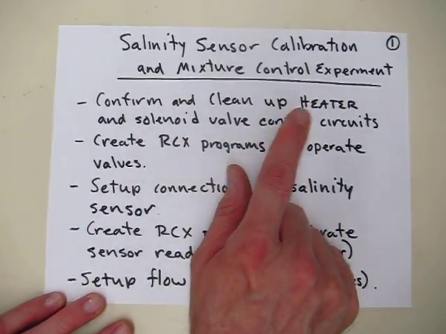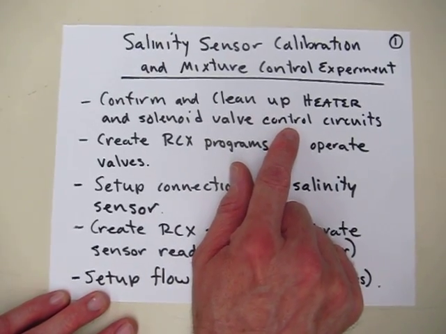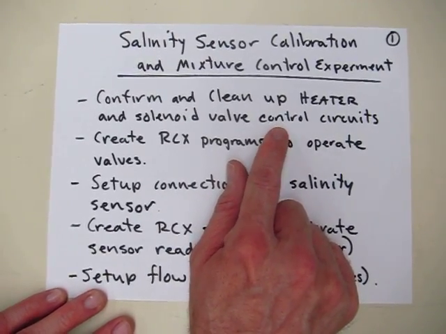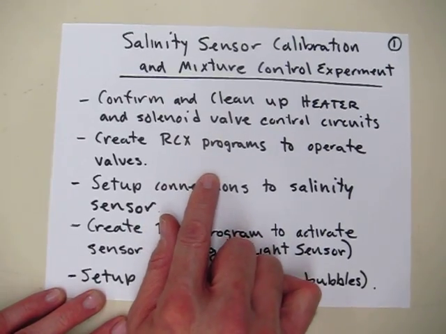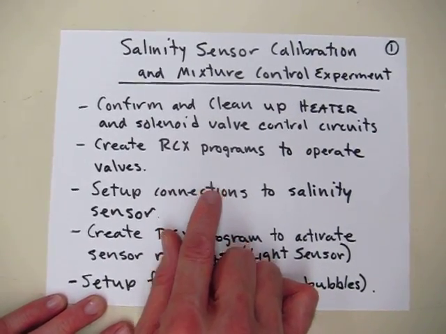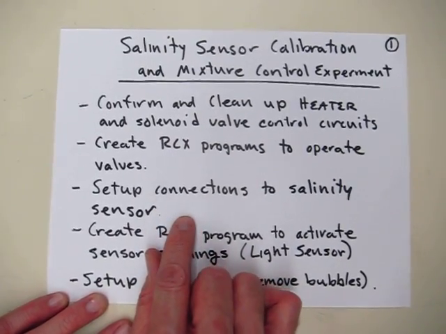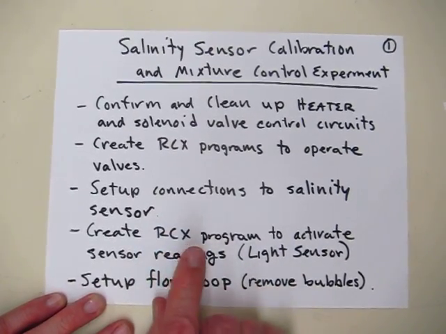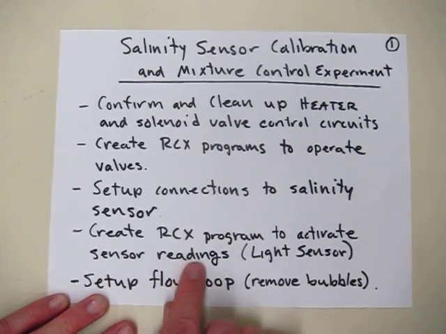of clean up the heater and solenoid valve control circuits, so the stuff we've done in the last few weeks. Create a program to operate the valves, especially for the second part of this experiment. We're going to set up the connections for the salinity sensor, create a program to activate that sensor.